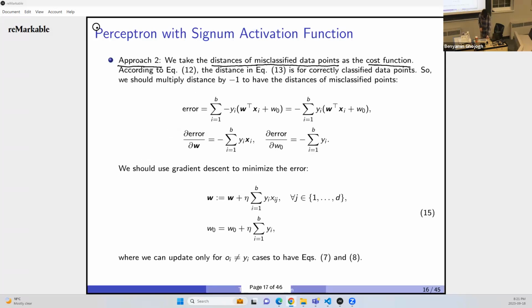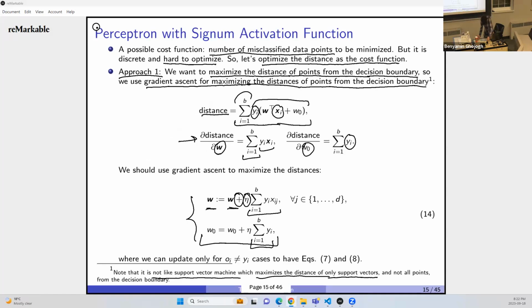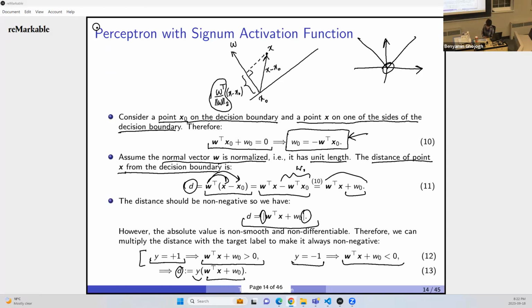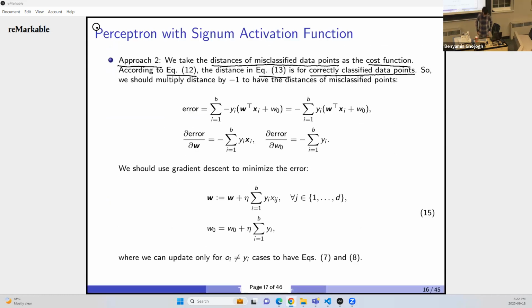So here I have to minimize the distances of misclassified points, and according to equation 12, the distance in equation 13 is for correctly classified data points. What was 12 and 13? Let's see. What is equation 13? D equals y times W transpose x plus W0. This is for correctly classified points. According to equation 12, when y is plus 1, this is greater than 0. This is correctly classified. When y is minus 1, this W transpose x plus W0 is negative. That's also correct. So the correct distance is y times W transpose x plus W0. So the incorrect ones become negative.